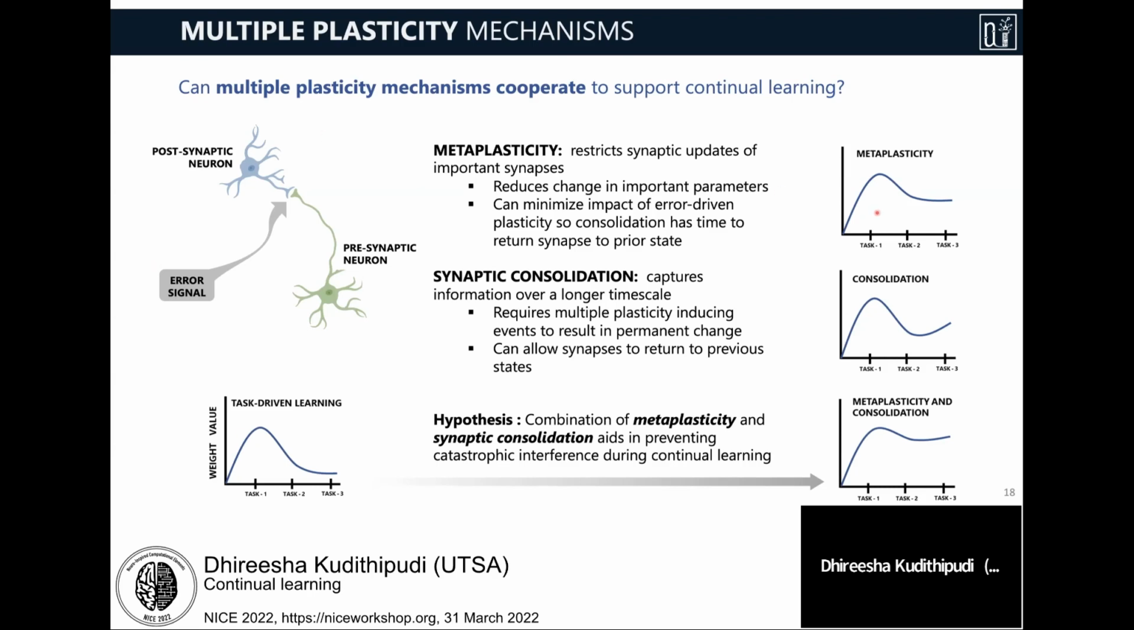Whereas on the right here, we show that with metaplasticity, weights will be overwritten, but at a much slower rate. With just consolidation, weights will be overwritten quickly, but the network will be trying to return to prior weight values through decay. And when we combine both metaplasticity and consolidation, the rate at which a weight is overwritten slows down drastically, and it allows consolidation to return the weight to prior values from past tasks.